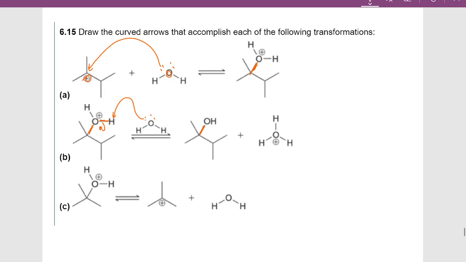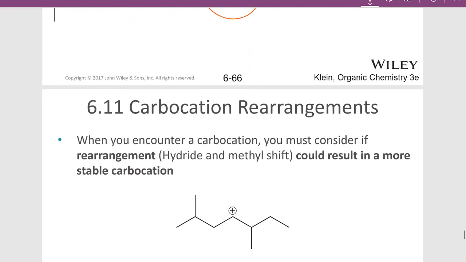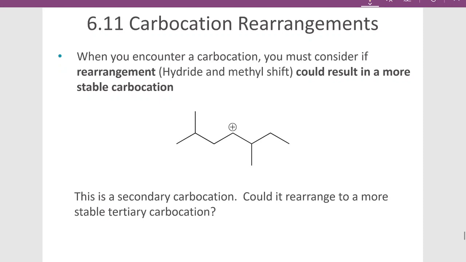Okay, so the next one is this water has come away from the carbon that it was attached to. Okay, so that is a loss of leaving group, and we've left behind the 3 carbons that were attached to that central carbon, forming a carbocation there. So that bond has become a lone pair on the oxygen, leaving the carbocation behind. So that just takes 1 arrow. So remember to consider carbocation rearrangements whenever that could result in a more stable carbocation.